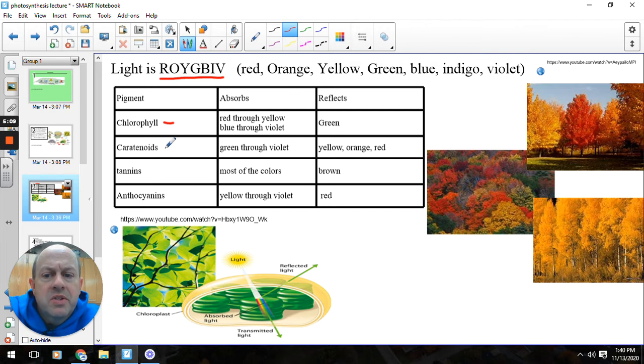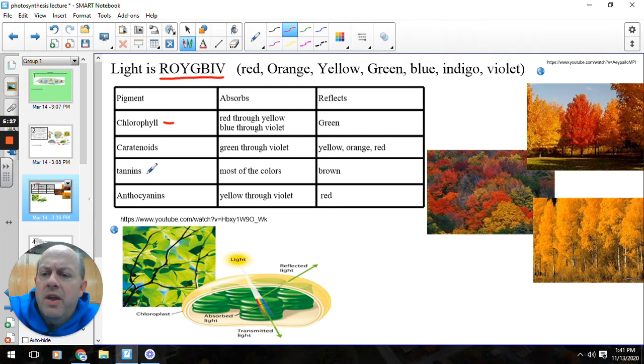And so let's talk about what some of these are. So there's the carotenoids, and this is what's going to give kind of your yellow, oranges, and red colors. Okay, and so they will absorb the green through the violet and then reflect these red, orange, yellow colors.